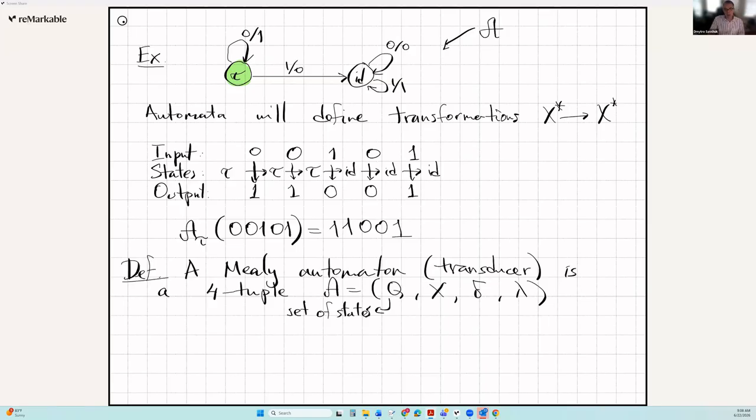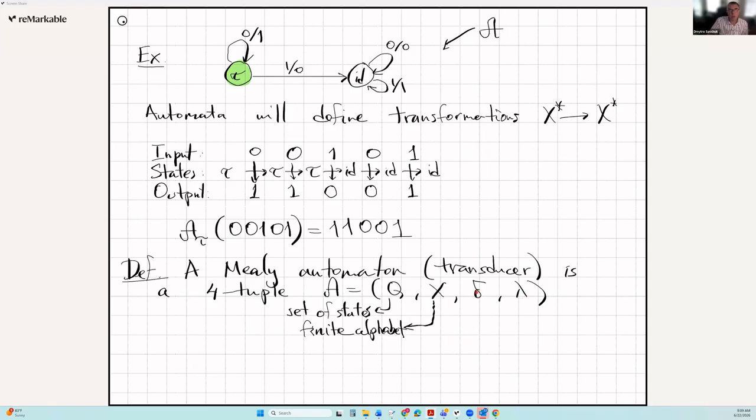I don't want to require that this set of states is finite at this time, because we're going to actually work with infinite automata as well. So X is going to be our finite alphabet. In this case, the set of states, for example, is just made of two elements, which are labeled by tau and id. Now, delta and lambda, those are transition and output functions.